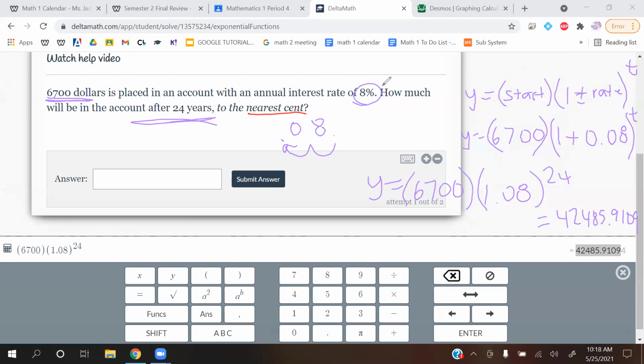Nearest cent means 2 decimal places, because if you think about prices, it's like $4.99, $5.95, or something like that. You got 2 decimal places. So I'm going to cut it off after the 9-1. Since it's a 910, I don't need to change that 1 into anything. It will just stay as a 1. So let me type it in. 42485.91. And I'm not going to type anything after that because this is 2 decimal places. It is the nearest cent already.